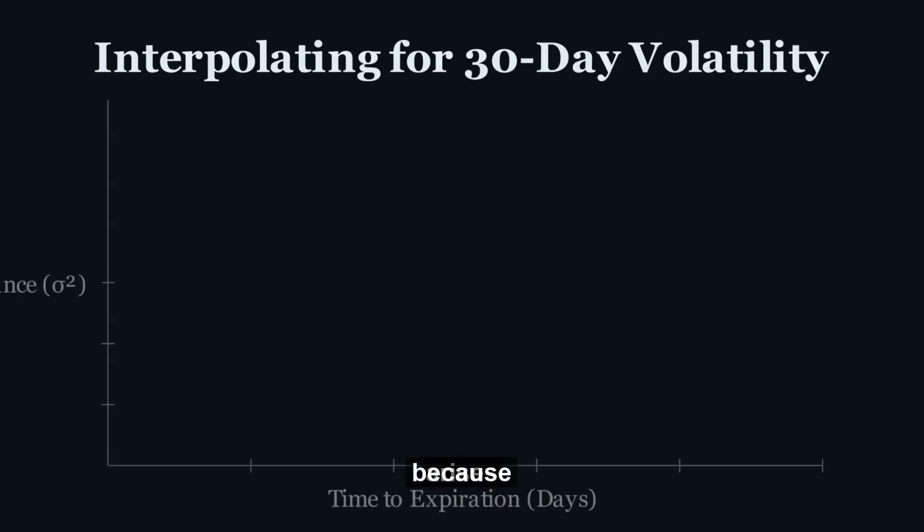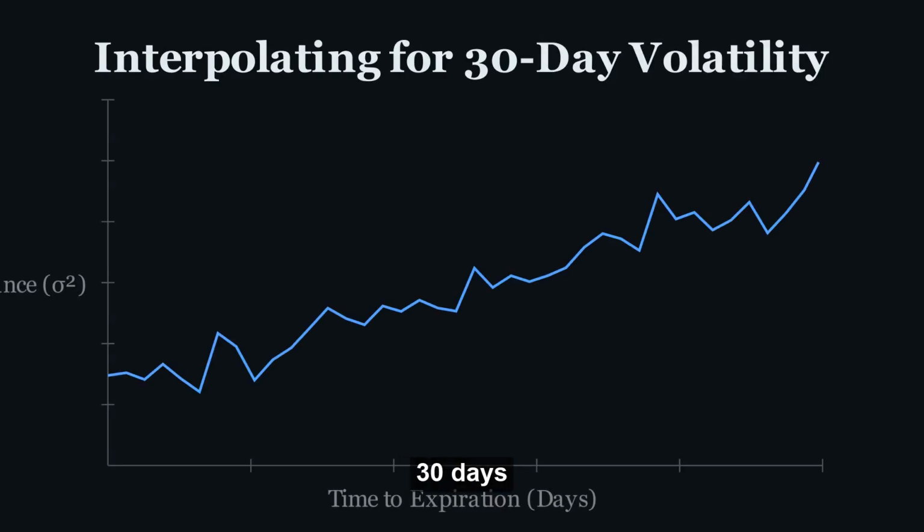A key challenge arises because options rarely expire exactly 30 days in the future. To achieve a standardized 30-day implied volatility, the VIX calculation requires combining two option series, one with an expiration just under 30 days and another just over.